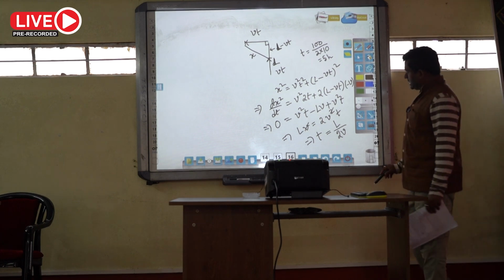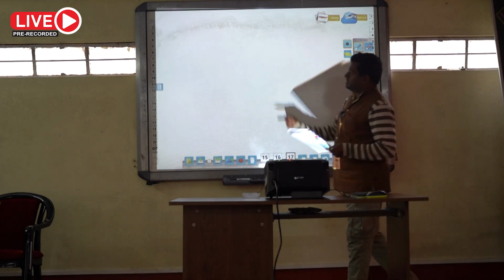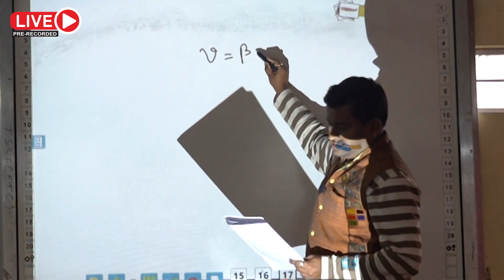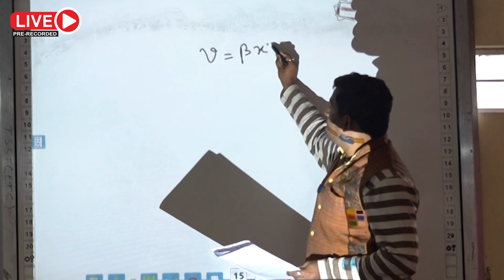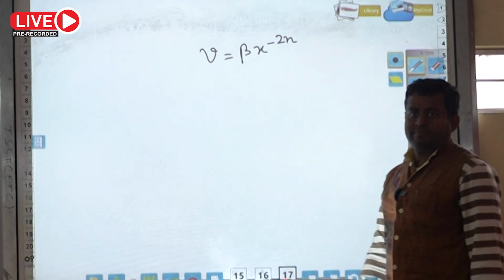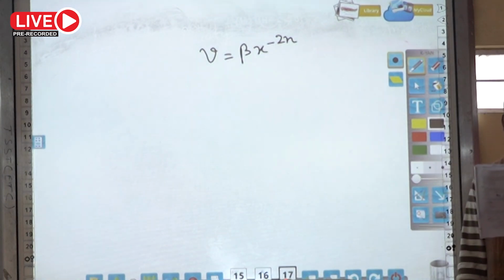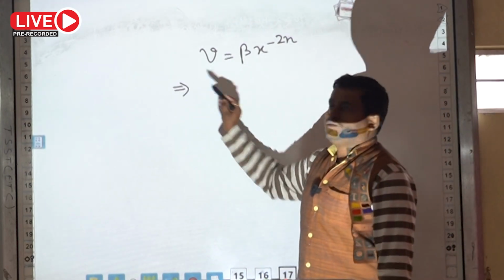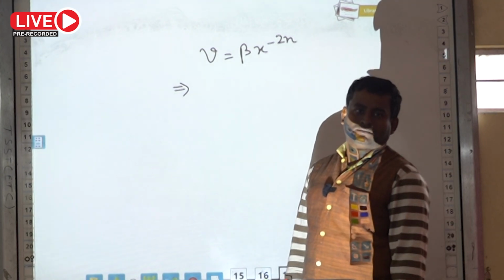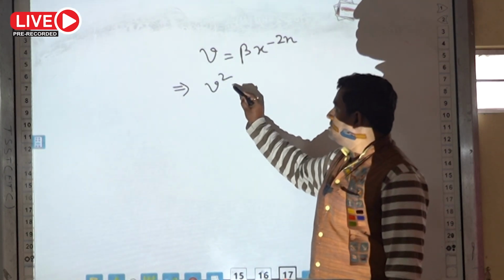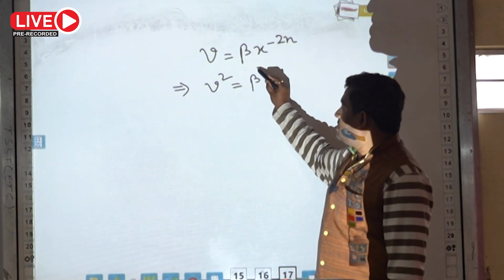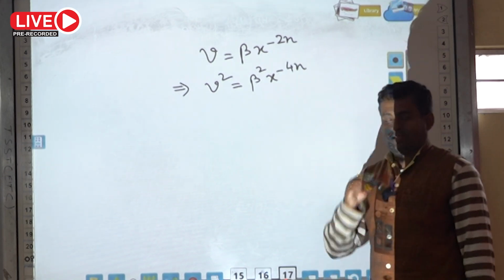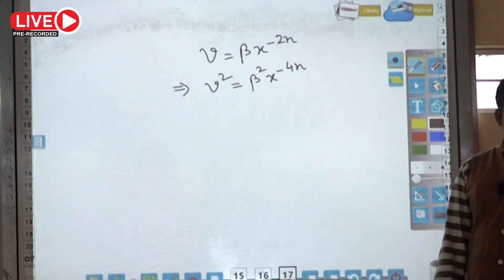See, there are many ways to calculate this. V is given beta x to the power minus 2n. Okay, you have to find out acceleration as a function of x, not t. So I will do one thing, I will square on both sides. So v square will be equal to beta square x to the power minus 4n. Okay, now I differentiate both sides with respect to x.